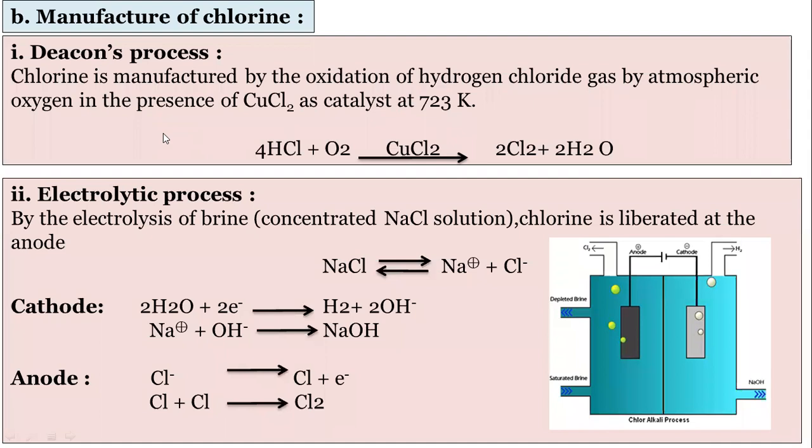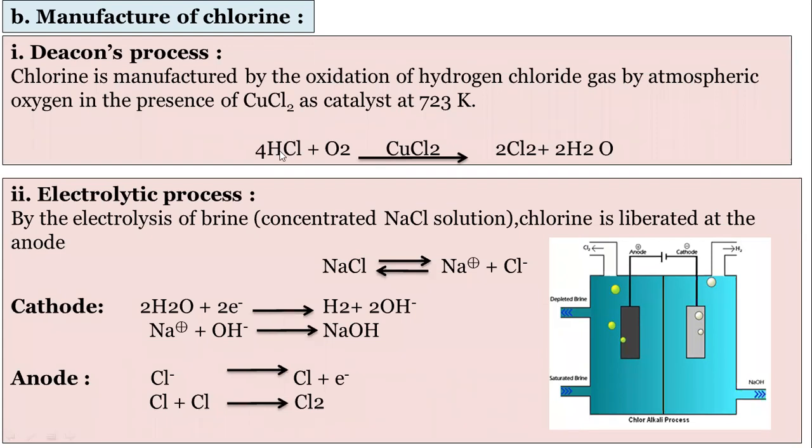First one is Deacon's process. This is a very famous process by which chlorine can be prepared in a large proportion, in bulk. For the industrial method, it is prepared by using oxidation. So what is this Deacon's process? This is named after the scientist Deacon, who prepared chlorine by using this method.